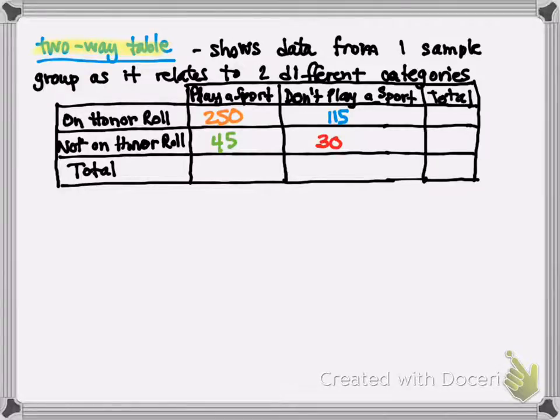So to get the total in the column play a sport, we would just add these two numbers and we would get 295. To get the total of don't play a sport, I would add these two numbers and I get 145. So I went down the directions, I went in columns. Now if I want to go the other way, and I want to go this direction, I'm going to add these two together to come up with the total who were on honor roll. So that would give me 365.